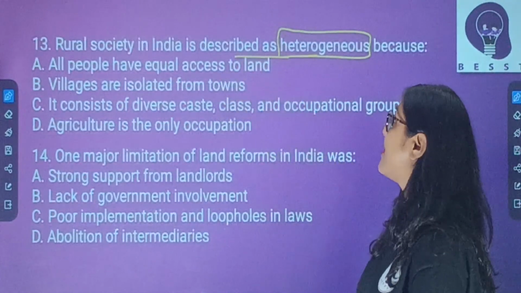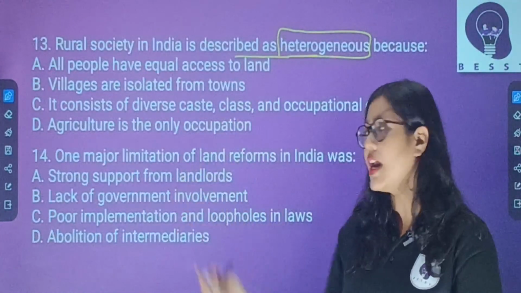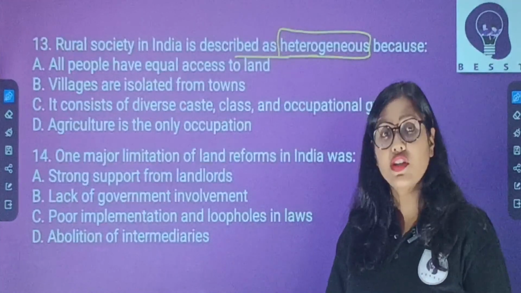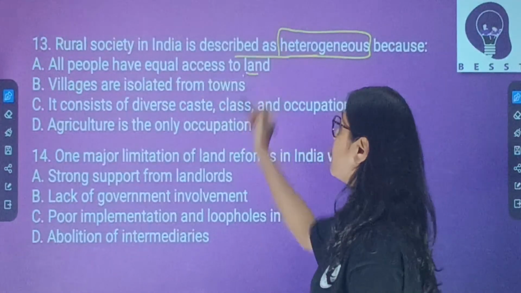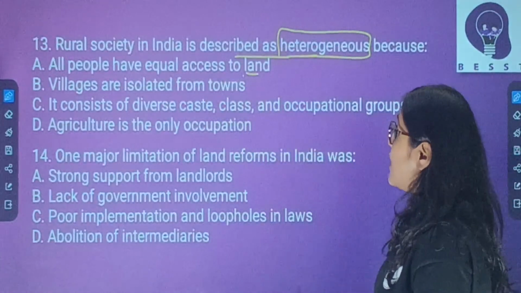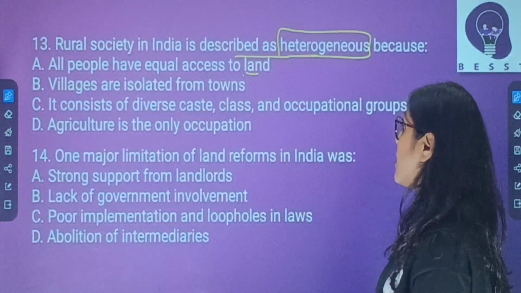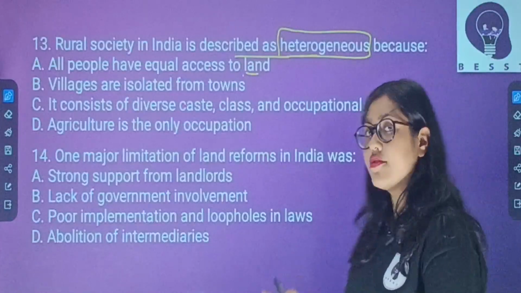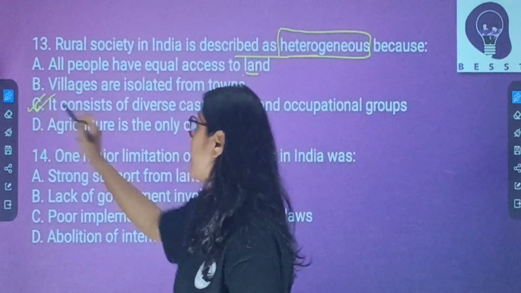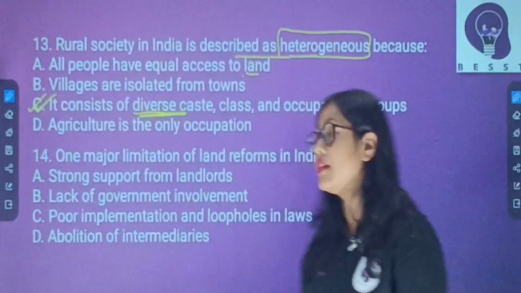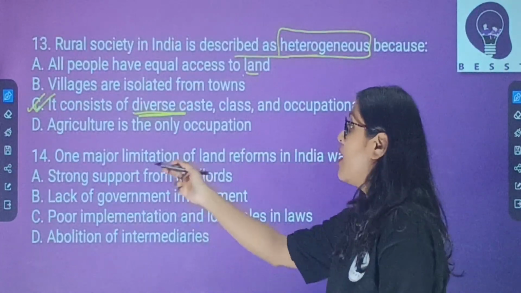Rural society in India is described as heterogeneous because in the rural societies there are so many castes, right? So many languages were spoken, so many castes were there. All people have equal access to land. Villages are isolated from towns. It consists of diverse caste, class, and occupational groups, or agriculture is the only occupation. So, like I have told you, heterogeneous means diversity. So it will be option number C, because this word is there, right? Diverse caste.